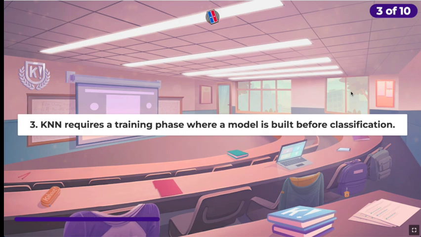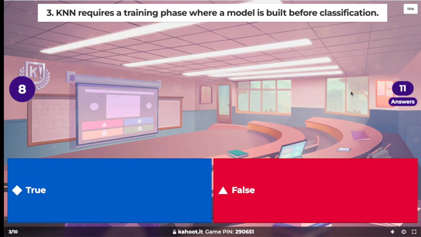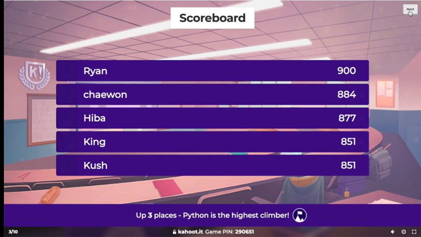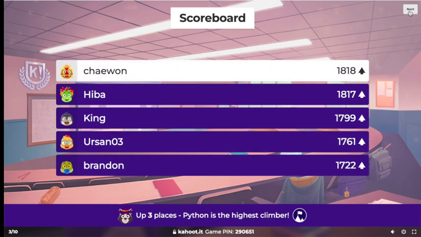Okay, so true or false? KNN requires a training phase when a model is built before classification. Basically, it asks whether it needs to build a training model. No, it doesn't. You have a training set, you have training data, but you basically don't build any. As I mentioned, one of the advantages of KNN is that it doesn't need to build any model.